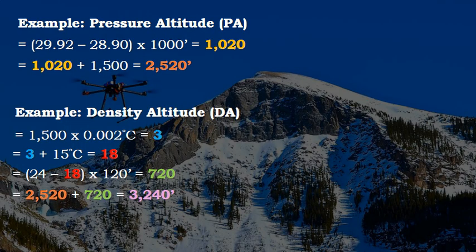Therefore, the pressure altitude at 1,500 feet with a current pressure of 28.90 and a temperature of 24 degrees Celsius will act like an air density altitude that would be seen at 3,240.